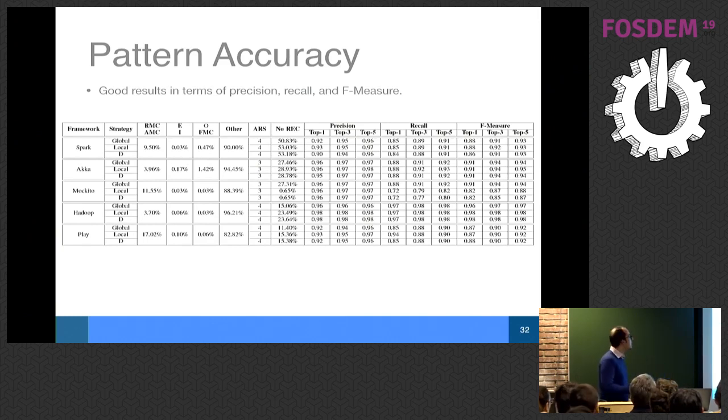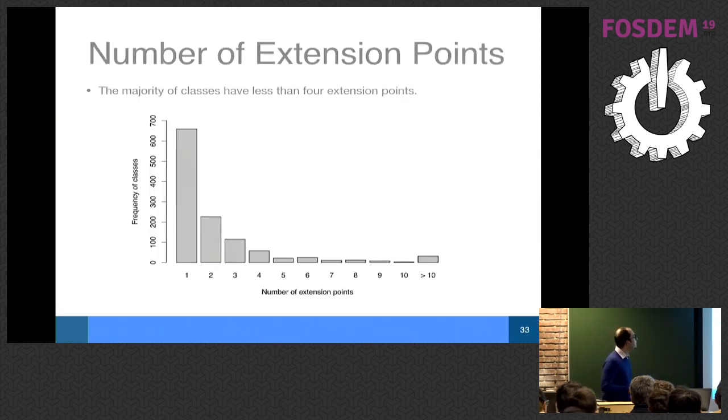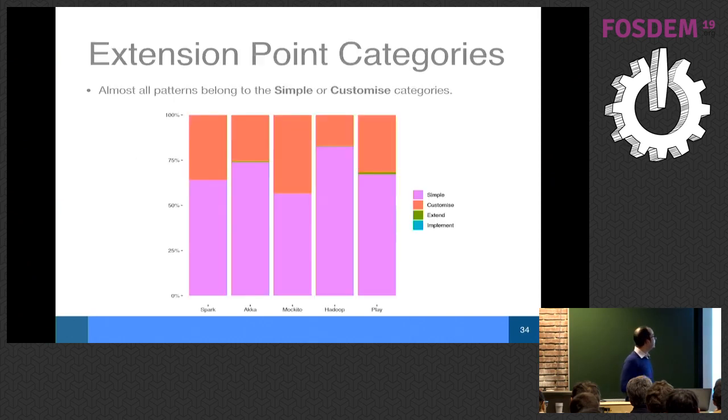First of all, we saw that mining this kind of pattern is not very hard, and also the accuracy of these patterns in the end is very high. In most cases, the accuracy was about 90-something percent. But one thing that we were not expecting is that in most cases, to extend a given class, you don't have a lot of extension points. In most cases, given a class, you have at most 4 extension points.